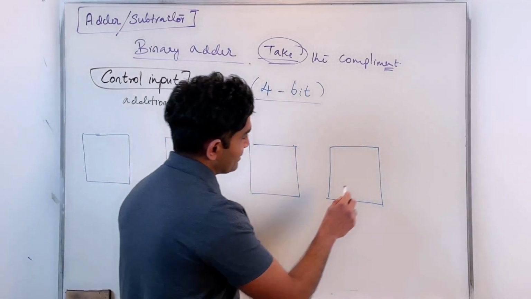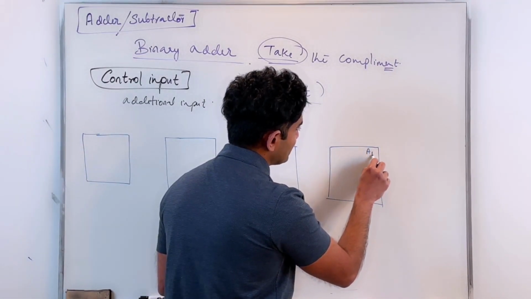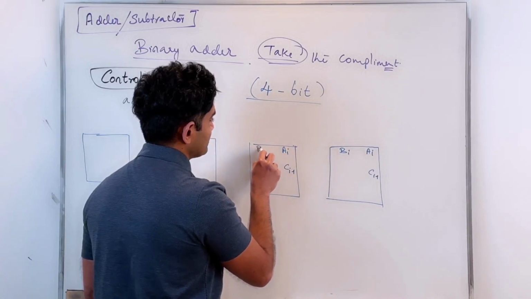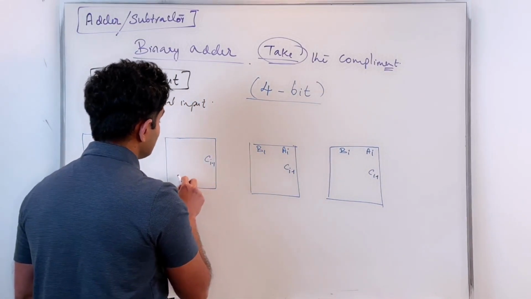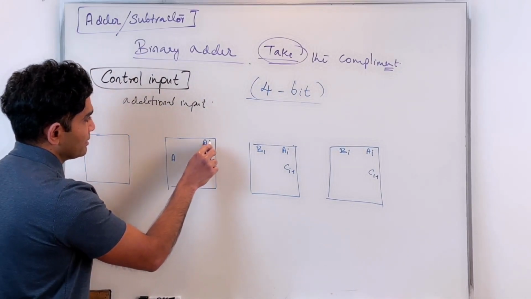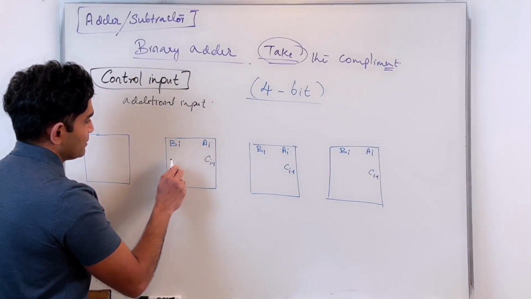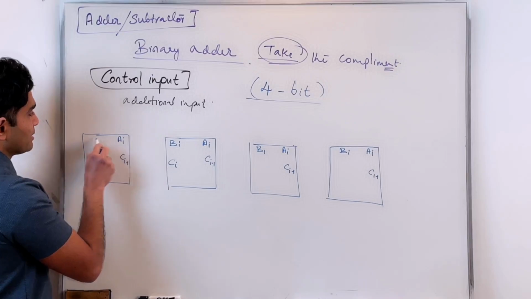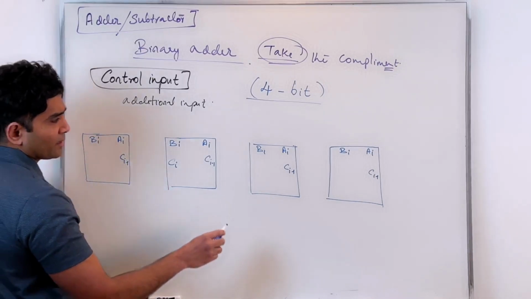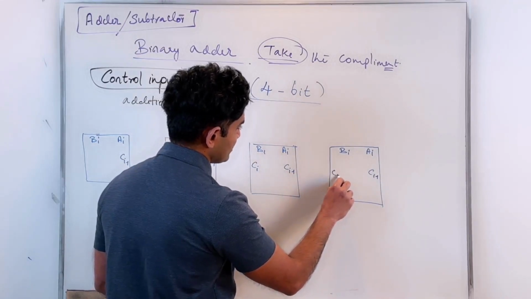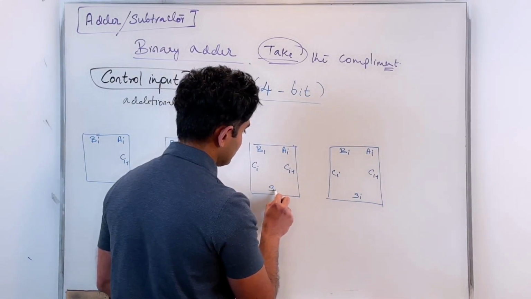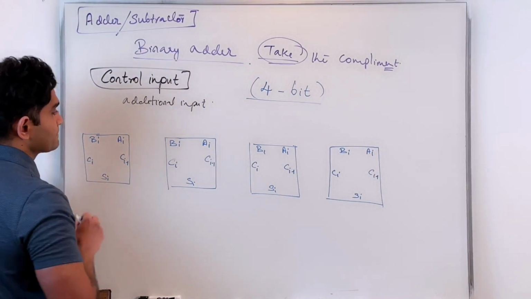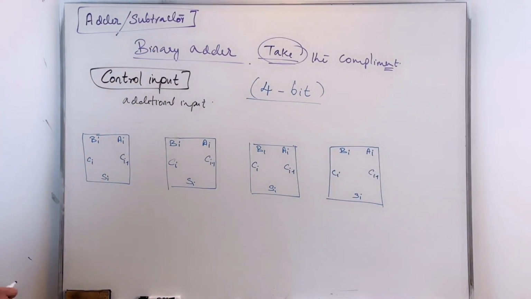Again, that's my C_i-1, A_i, B_i inputs, C_i-1, A_i, B_i, C_i-1, A_i, B_i. That's my carry out as the output. C_i-1 is my input, A_i, B_i, and then C_i, C_i, S_i, S_i, S_i, S_i, C_i.